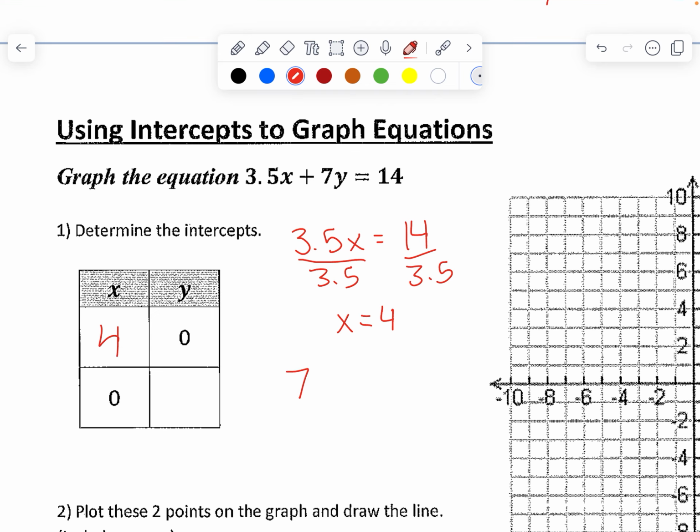Same thing for the y-intercept. If you plugged in 0 for x, it would essentially disappear. And so we would be left with 7y equals 14. So we divide by 7 on both sides. y is going to equal 2. And now we can graph these.